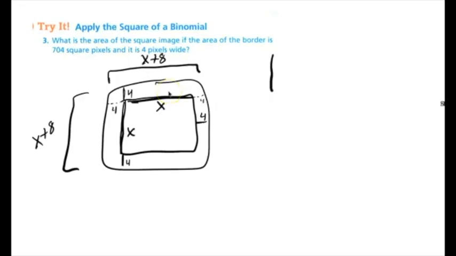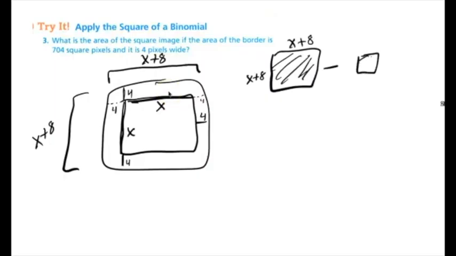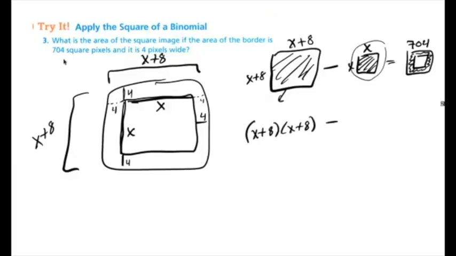What we're going to do is the area of the whole thing, which is (x + 8) times (x + 8), minus the area of the inside, which is just x times x. And that'll give us the area of the border, which we know is 704. That's this process. We're going to get the area of the whole thing, subtract off the area of the inside, and we should be left with just the border, which we happen to know is 704. That's the process. The area of that guy is going to be base, length times width, (x + 8)(x + 8), minus the area of this guy. Well, this is length times width, which is x squared, equals 704.